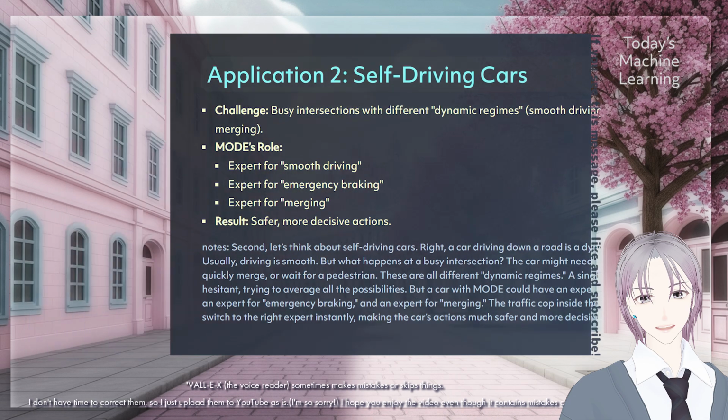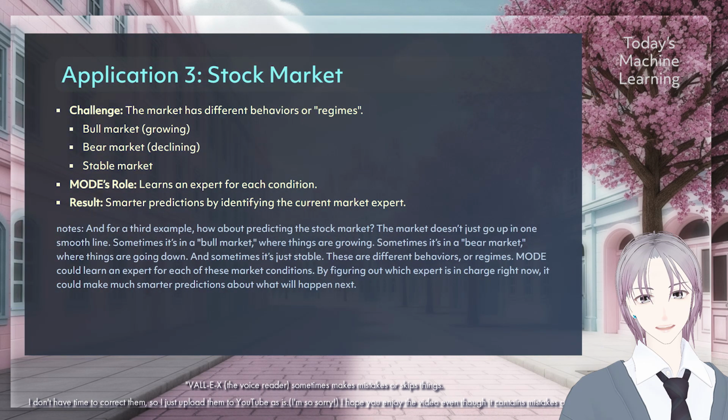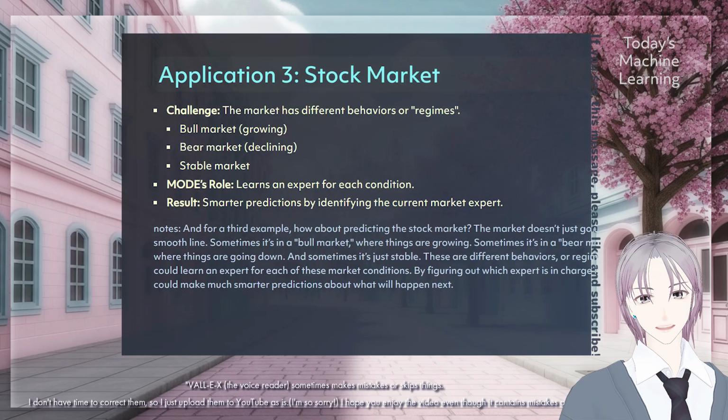And for a third example, how about predicting the stock market? The market doesn't just go up in one smooth line. Sometimes it's in a bull market, where things are growing. Sometimes it's in a bear market, where things are going down, and sometimes it's just stable. These are different behaviors or regimes. Mode could learn an expert for each of these market conditions. By figuring out which expert is in charge right now, it could make much smarter predictions about what will happen next.